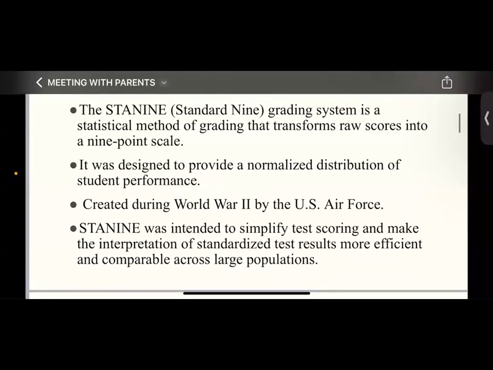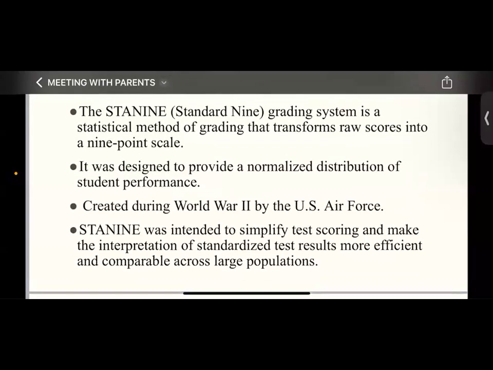So this was created during World War II by the US Air Force, when there were a lot of people applying to get into the force. So they had to bring on board this type of grading system to be able to sieve the high number of intakes or the high number of people. So by this, you should understand why it's been adopted here.